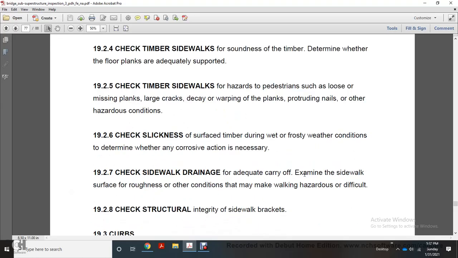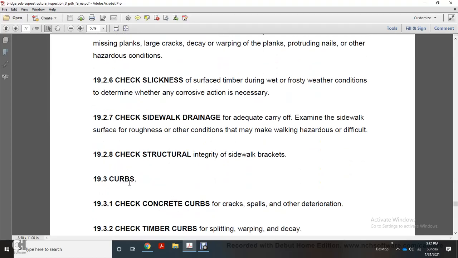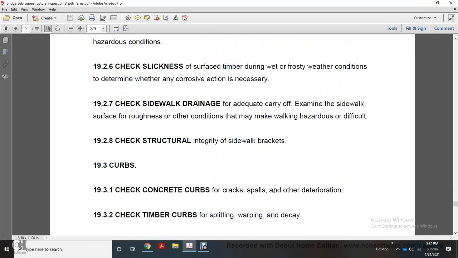Check sidewalk drainage for adequate carry off. Examine the sidewalk surface roughness and other conditions that make it a walking hazard or difficulty. Check the structural integrity of the sidewalk brackets and curbs. Check the concrete curbs for cracks, spalls, and other deterioration.